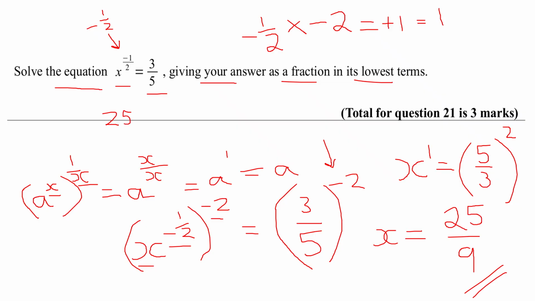If you're not convinced, sub it back in here and see what you get. If you raise 25/9 to the power of minus a half, the minus flips the fraction, so it does the reciprocal, and it becomes 9/25 to the power of a half, and power of a half in maths just means the square root. So essentially I have the square root of 9/25, which is the square root of 9 over the square root of 25, which is 3/5. So my answer is indeed correct.